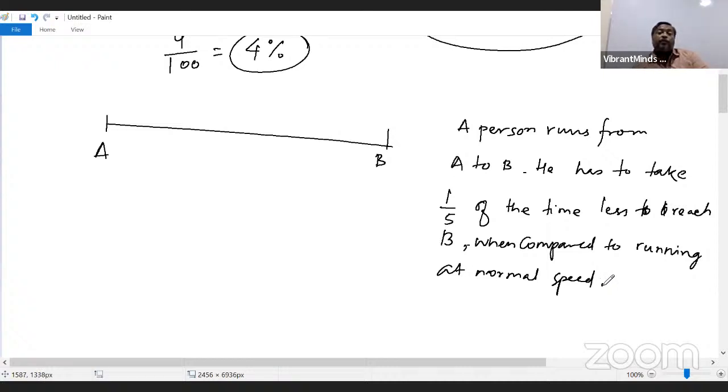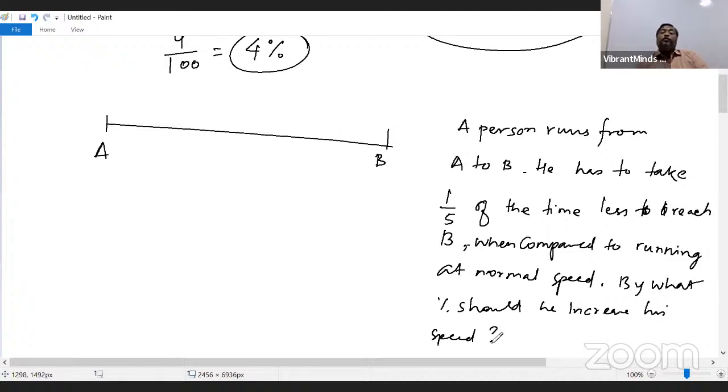Now read the question once more. A person runs from A to B. He has to take 1/5 less time to reach B when compared to running at normal speed. Now the question again says, by what percent should he increase his speed?